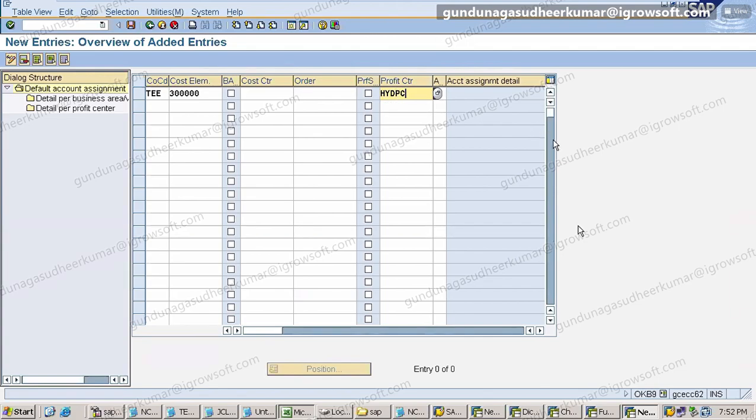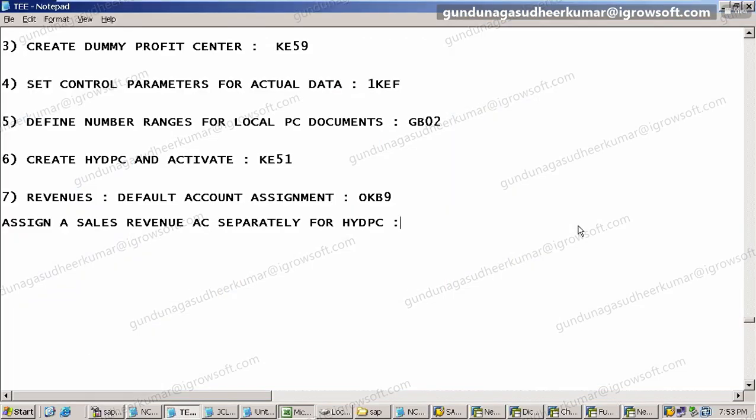So what do you understand? Whenever I am selling to this cost element, whenever I post customer to sales 3 lakh, it will go to Hyderabad profit center. Is it clear? So I have given a direct link between the GL account and profit center. So whenever I am selling using this GL account, it will automatically flow into Hyderabad profit center in CO.